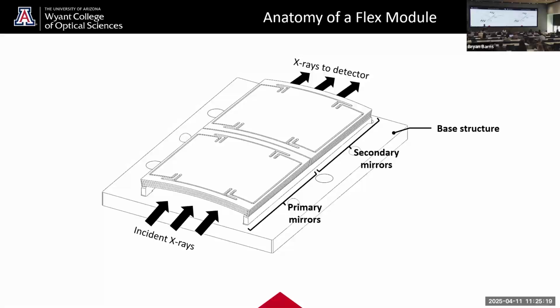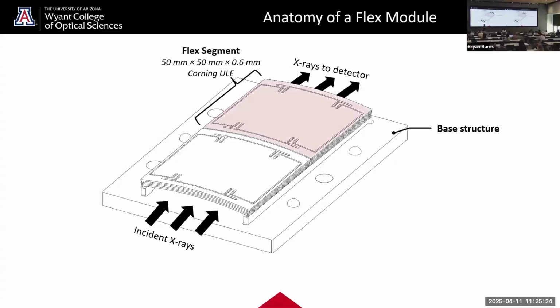Everything needs to be built on a relatively stable structure, and this is a representative base structure here. This element here is called a flex segment. This is a flexure supported optical surface. We plan to use ULE for this.